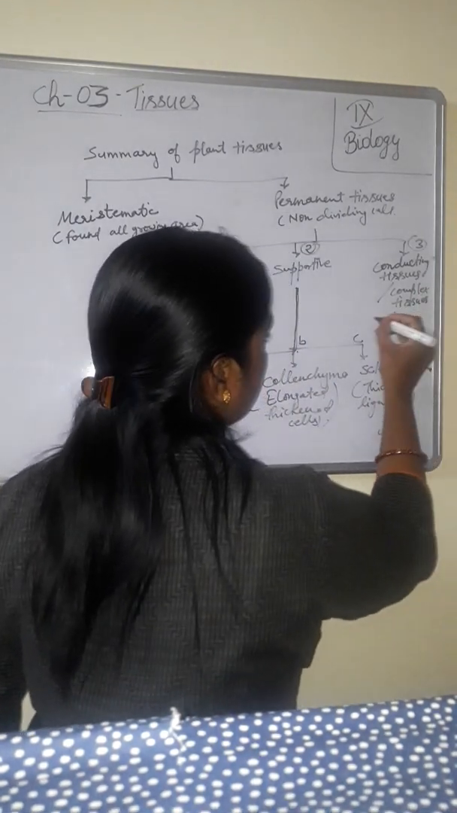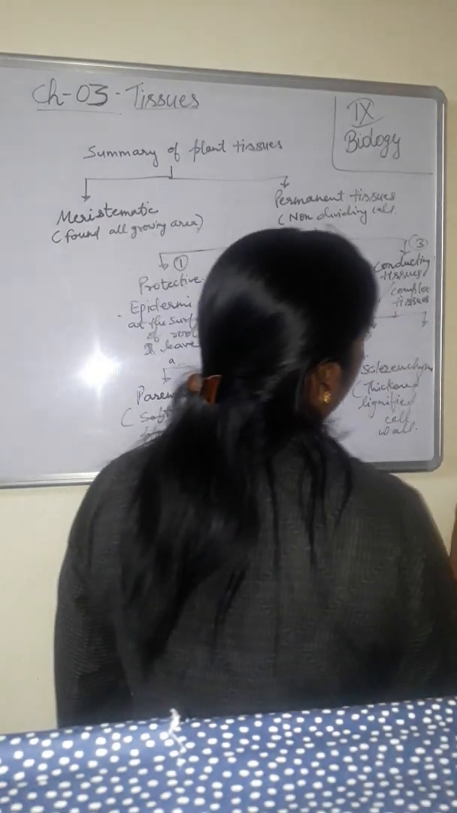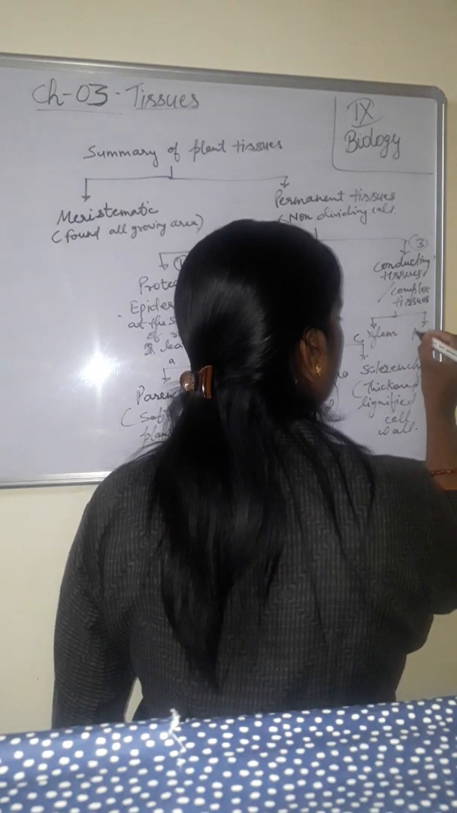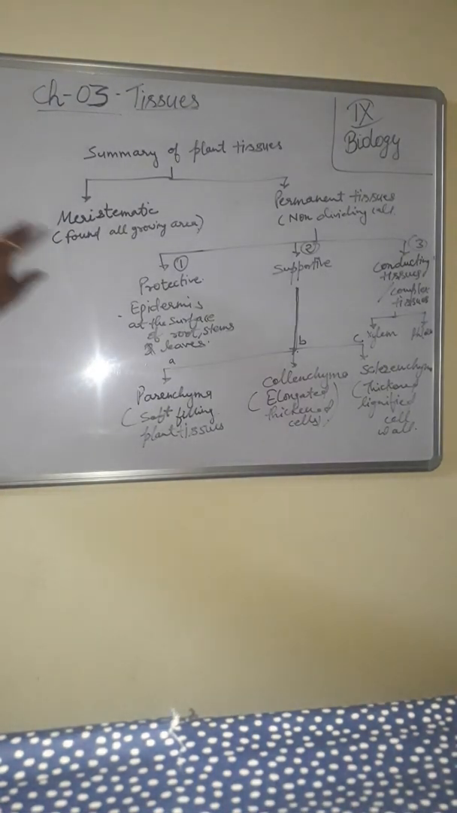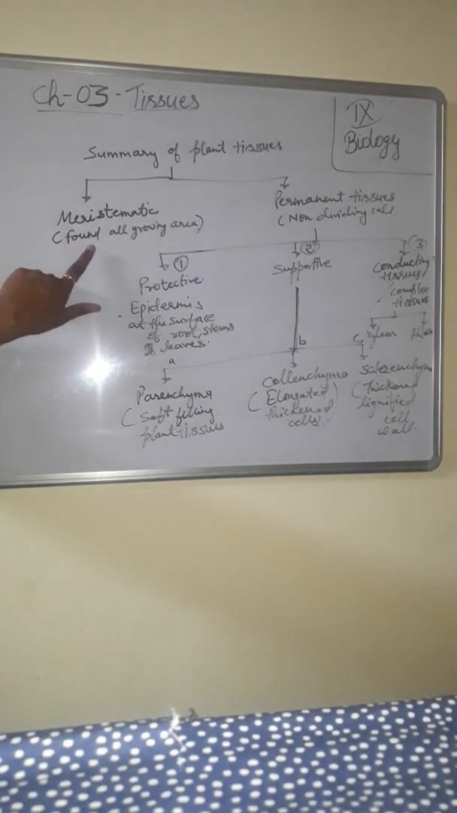And conducting tissues are of two types, you know it, xylem and phloem. Conduction of water through xylem and conduction of food through phloem. Xylem and phloem. Understand it? Plant tissues basically are of two types: meristematic tissue and permanent tissue. Found in all growing areas like root tip and shoot tip and stem. ठीक है, stem का diameter बढ़ता है, तो वहाँ पे भी meristematic tissues होते हैं. Found in all growing areas. They are made up of actively dividing cells.